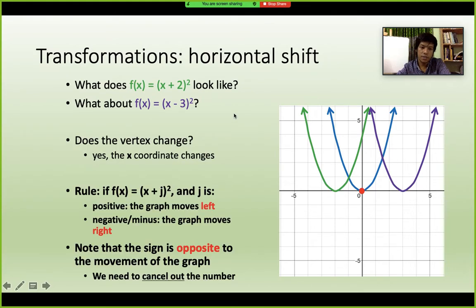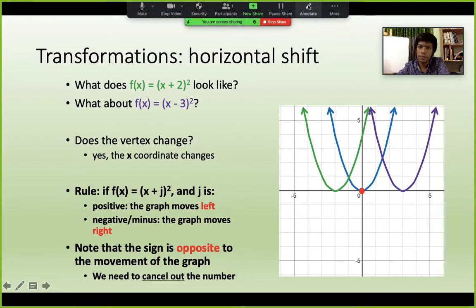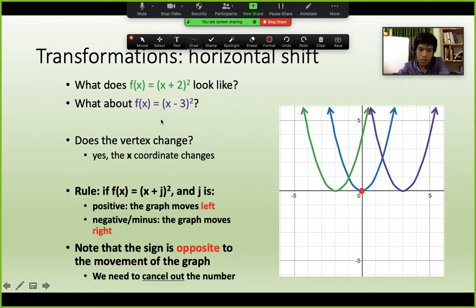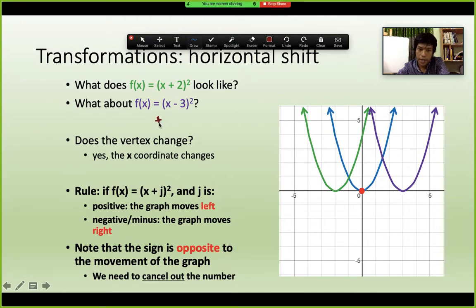Why does it happen? Because we need to cancel out the number. We need to put some number for which this value becomes 0. This is x minus 3. So for x equal to what does this value become 0? This value becomes 0 at x equals plus 3. At x equals plus 3, that's why this value becomes 0. And at that point, this value becomes 0. And plus 3 is where.